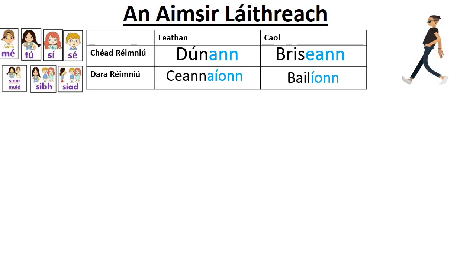Dúnann. Brisann. Ceannaíonn. Bailíonn. Dúnann tú an fhuinneog gach oíche. You close the window every night. Brisann tú do pheann luaidhe gach seachtain, you break your pencil every week. Ceannaíonn tú bronntanais gach Nollaig, you buy presents every Christmas. Bailíonn sí na cóipleabhair ag deireadh an lae. She collects the copies at the end of the day.